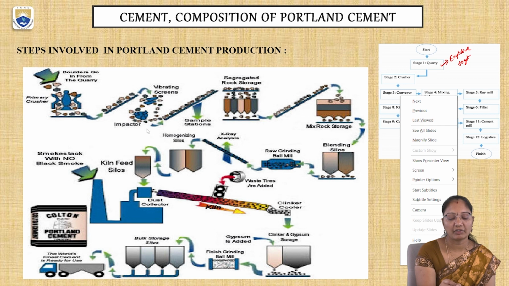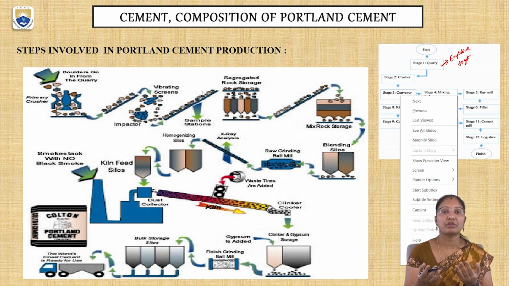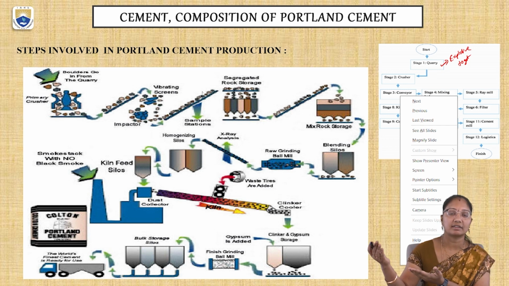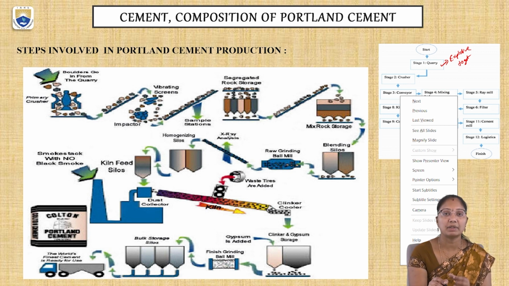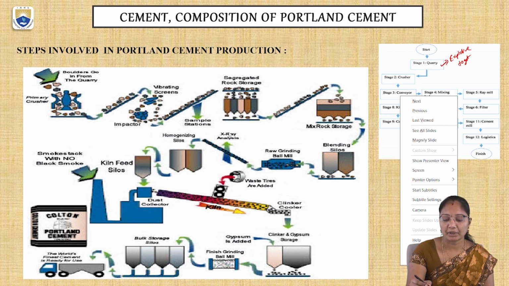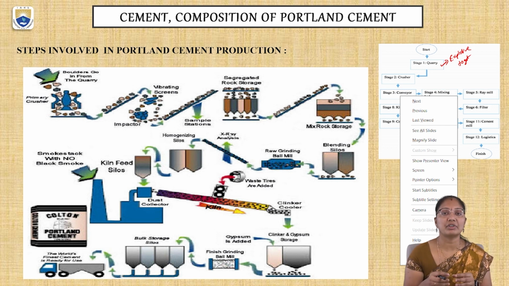Then there are vibrating screens, which means that due to the vibration, the material passes through the screens like this. So again, it is segregated according to size, with the smaller particles in one plane. Again, it goes for secondary crushing and pulverization. Then mixed rock storage, then blending soils, then raw grinding in the ball mill. These are all processes to convert all these limestone pieces into very small ones.